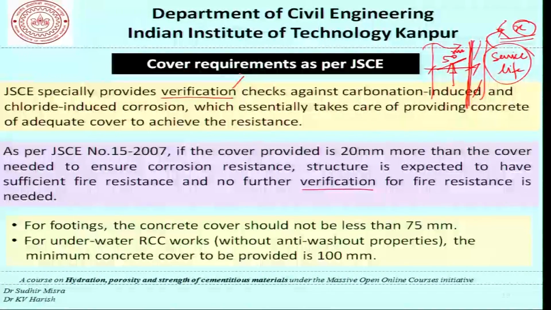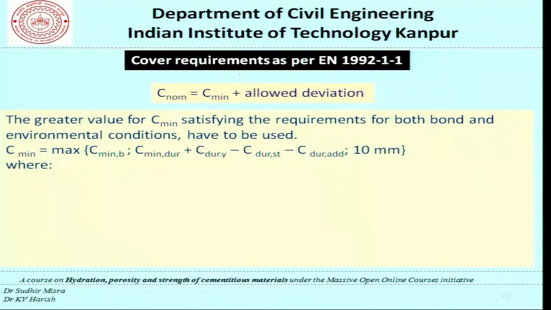So, there is no prescriptive requirement of cover, but a more phenomenon based, that is a more mechanism based discussion, where we say that the minimum cover provided should meet a certain functional requirement. Now, coming to EN 1992, the nominal cover here also is the minimum cover plus allowed deviation. So, this document also talks in terms of a requirement based on or inclusive of allowed deviations.